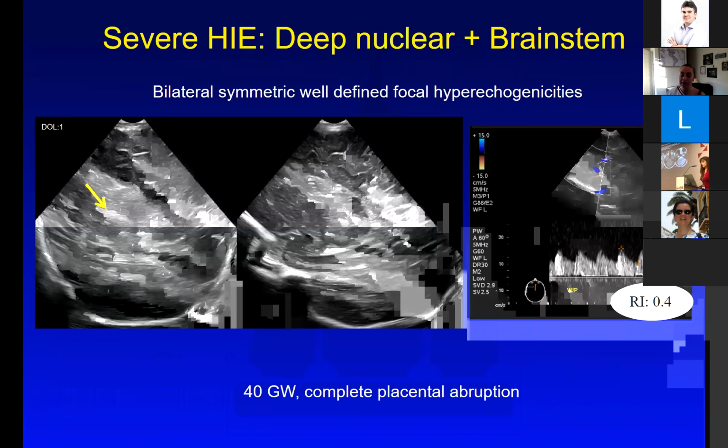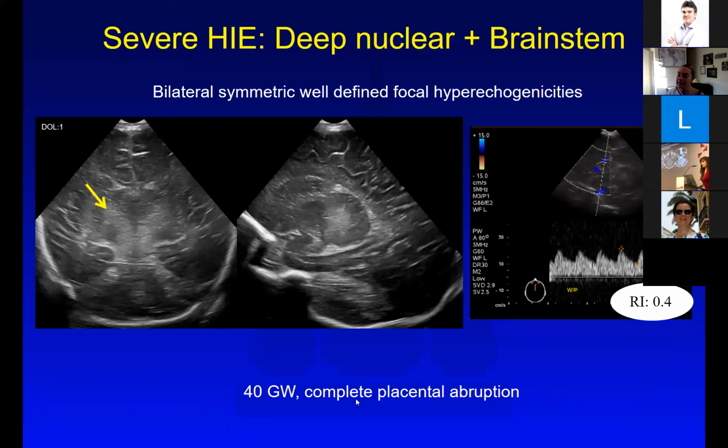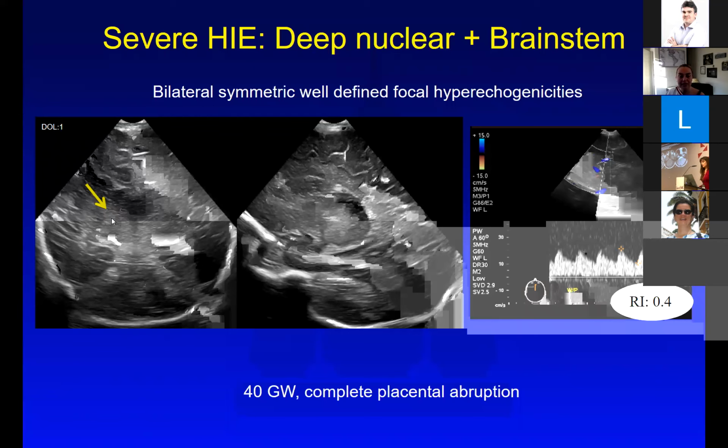This is another infant. It was a term infant, and the history was complete placental abruption. On the first head ultrasound, you can see hyperechogenicity in the thalamus extending into the midbrain. If you ever find focal hyperechogenicity in the thalamus, that's always abnormal. In this patient, it's bilateral and symmetric.